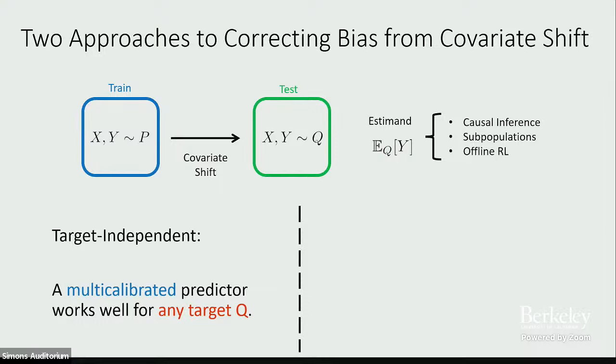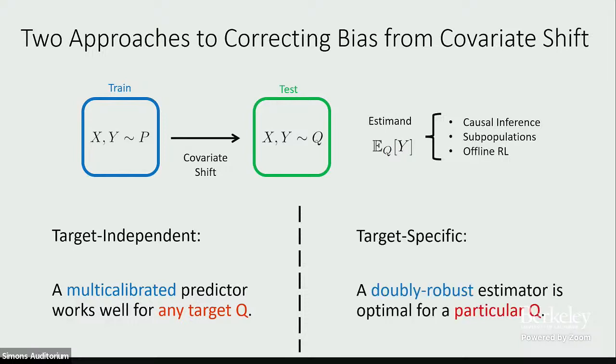So the two approaches I'm going to be comparing are this universal adaptability, target independent approach where you fit one predictor in the training data. And if it's multi-calibrated, then you know it works well for any target Q. So this is a really nice robustness property. A different approach is if someone tells you what your Q is beforehand, you can go do some type of targeted estimation for that particular distribution Q to get something that's more optimal for that single target distribution. And the punchline of the talk is going to be that there are settings where there's no gap between these.